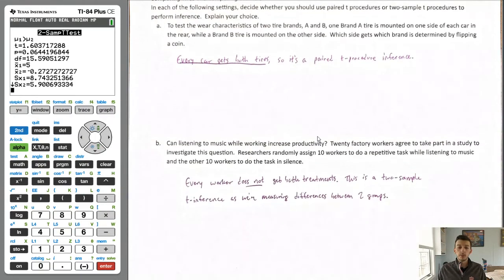In the example down here, about listening to music to increase productivity, 20 factory workers agree to take part in a study. They randomly assign 10 workers to do one task with music and 10 workers to do the task in silence. So it's not like you're testing one worker before and one worker after. You're just randomly testing one group versus the other group. Every worker does not get both treatments, so this is a two-sample T inference because we're measuring differences between the two groups.